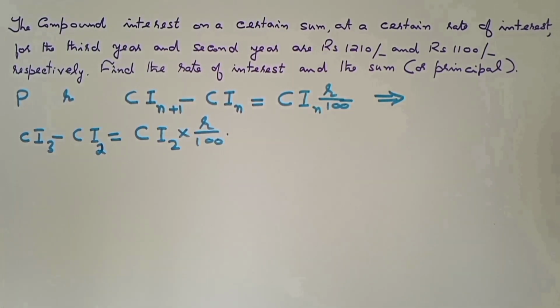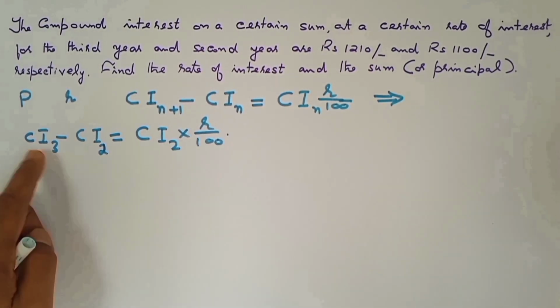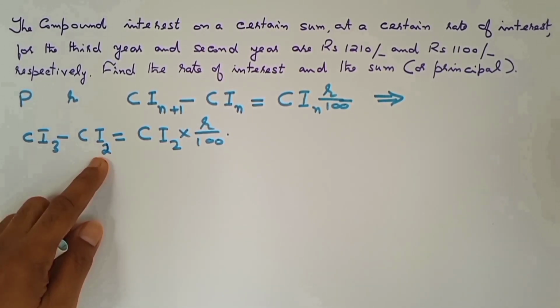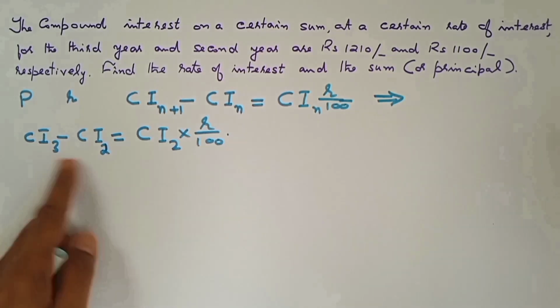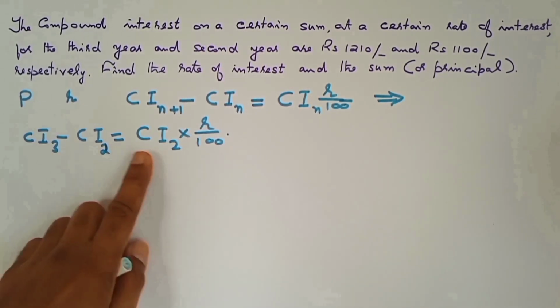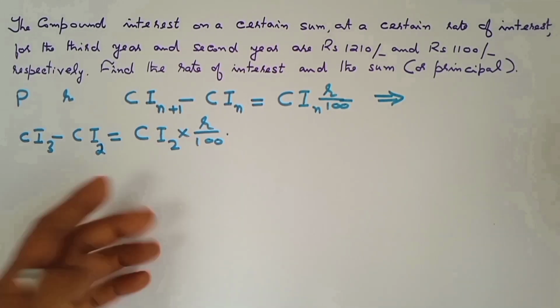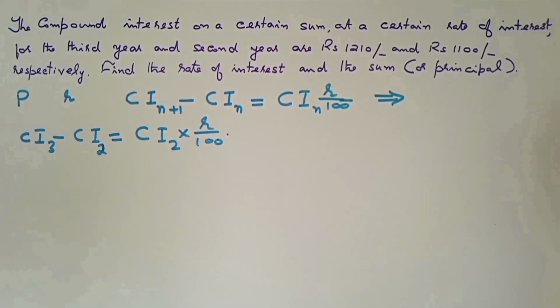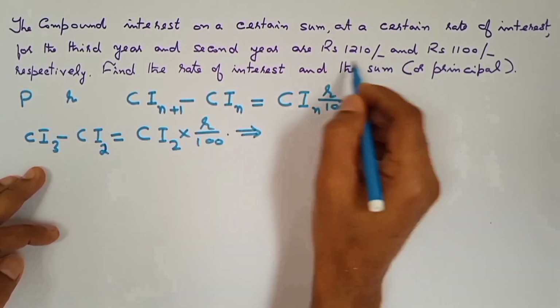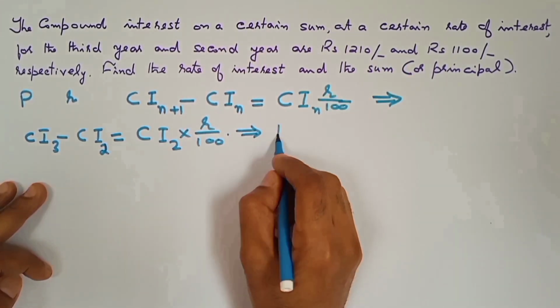R by 100. See, what does this mean actually? CI3 denotes compound interest for the third year. CI2 means compound interest for the second year. So this is basically the difference between compound interest for 2 successive years equal to compound interest for the just previous year into rate of interest. Now, these things are given in the problem. See, they say CI3 is 1210.